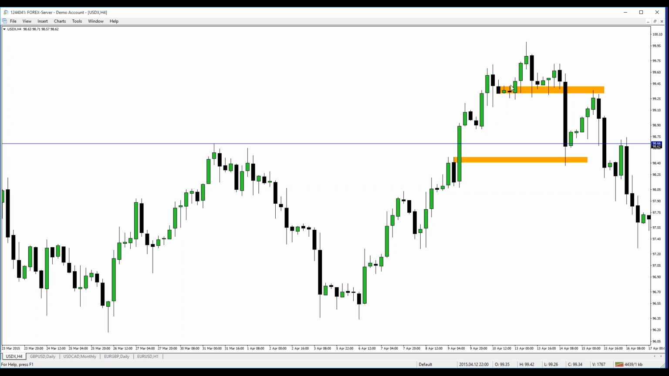But unless you go through the process of studying the higher time frame down to the lower time frame, not the lower time frame up to the higher time frame, okay, it's the higher time frame down to the lower time frame.